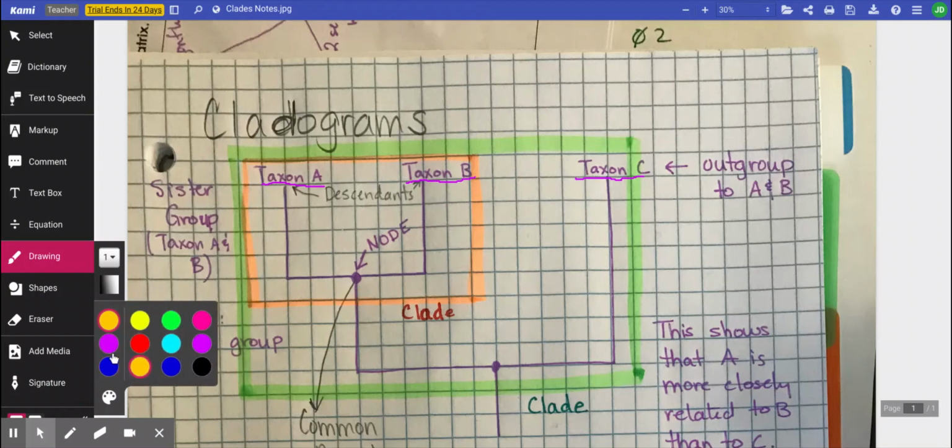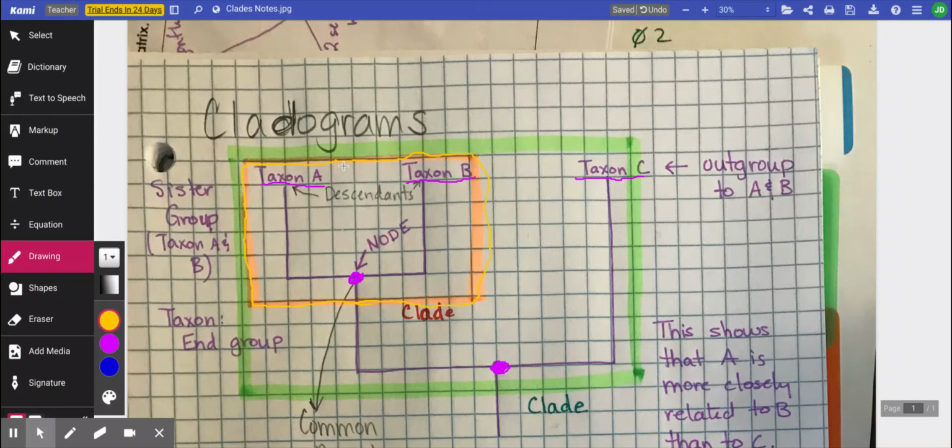If you want to, you can go ahead and put your nodes in. So you can put one in right there, and you can put another node in right there. I've got these drawn in purple. But let's go ahead and put taxon A and taxon B in a box because both of them share that node right there. So I'm going to draw all the way around this. There we go. So now we've got this whole group drawn in.